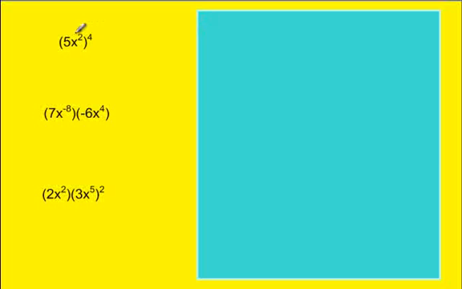The next thing we have is I have to remember that this has to be distributed. So I have 5 to the 4th, and I have x. Well, x is squared this time, and it's also to the 2nd power. And we're going to multiply that, so x to the 8th.